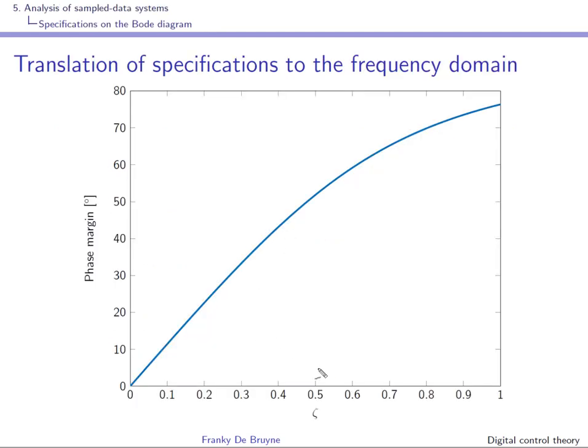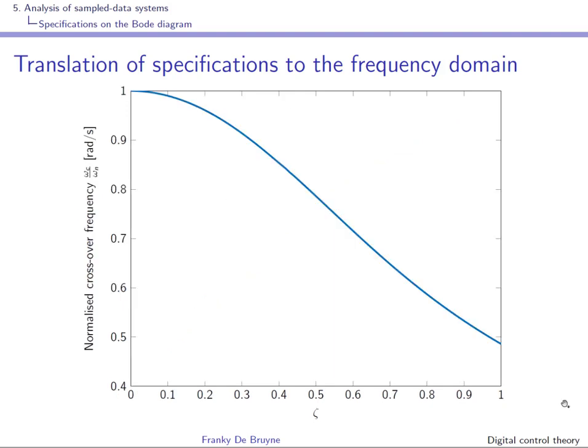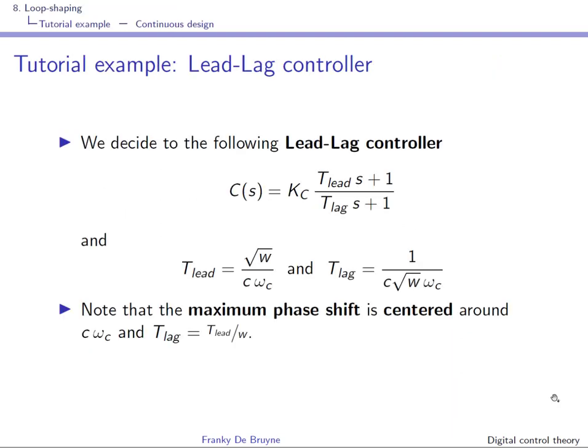Indeed, you can see here that for a value of zeta equal to 0.5, we have this phase margin that is around 52 degrees. Similarly, for zeta equal to 0.5, you have this normalized crossover frequency that is around 0.79. So as in the previous section, we use a lead lag controller that can be written like this. So this is the gain of the controller, and what we do is parameterize T lead and T lag as follows.